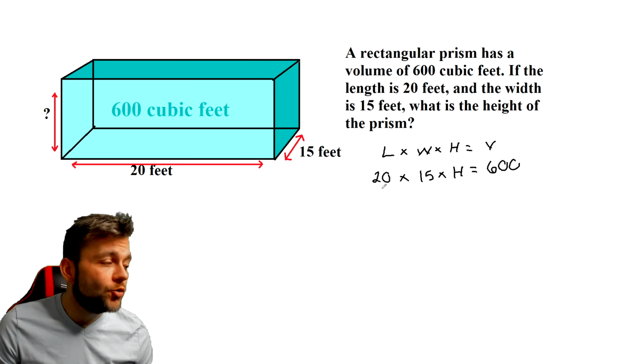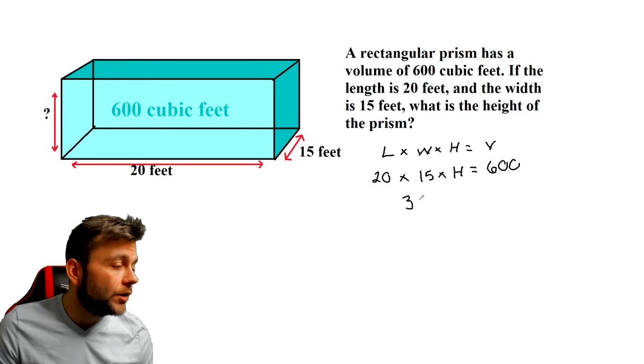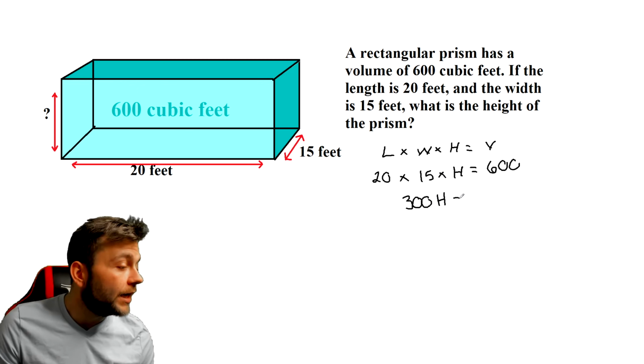So what is 20 times 15? Well, that is 300. So we have 300. And instead of writing this times here, I'm just going to write the h. So we have 300h, and that equals 600.